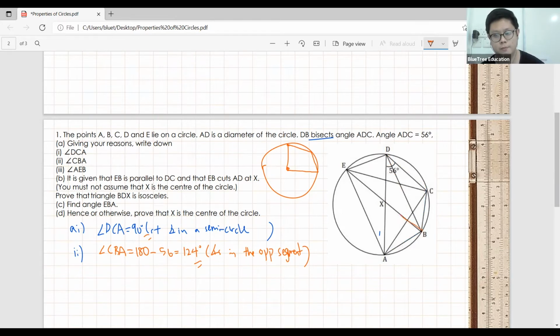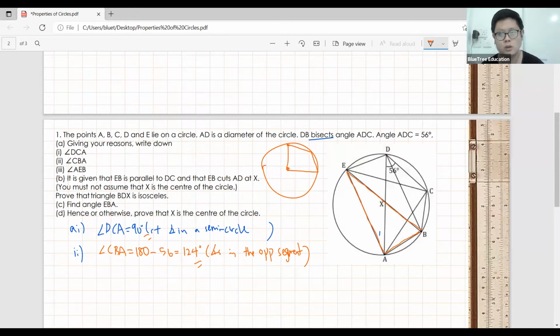Now, if you just simply focus on the triangle on the left side here, you probably won't be able to solve because there is not a single value at all. Also, this question didn't say that EB is a diameter, so do not assume that this is another 90 degrees there. Do not use right angle in a semicircle here. We do not know whether it's 90 degrees yet.